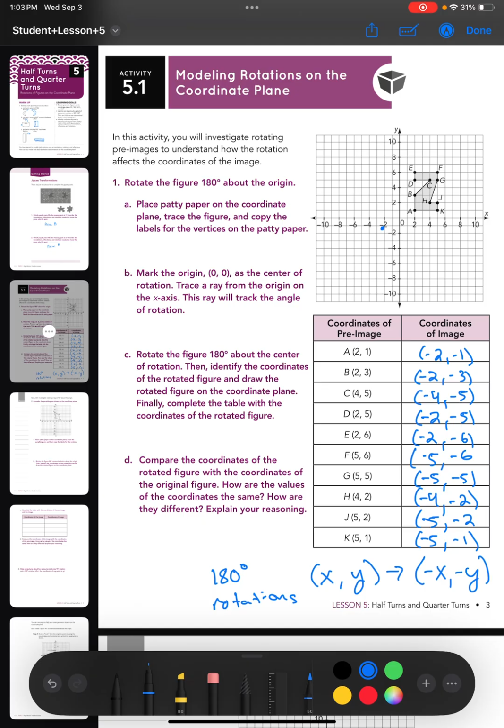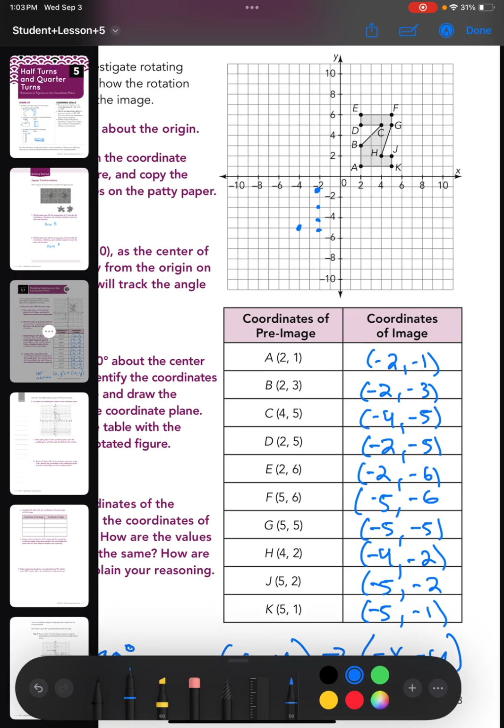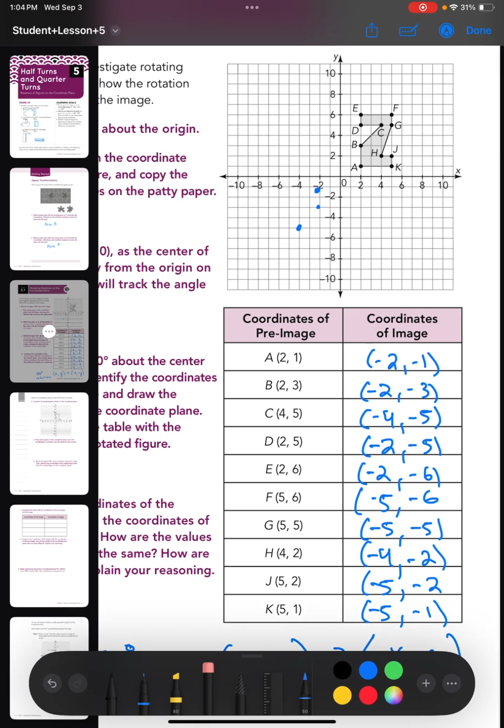-2, -1, -2, -3, -4, -5, -2, -5, -2, -6. Oh, I missed one there. Let's go back. -2, -5 would be here. And -4, -5 was here. There we go.